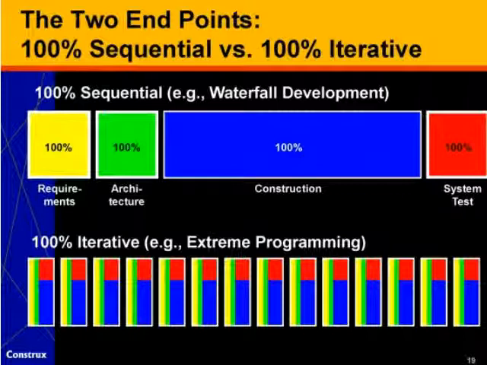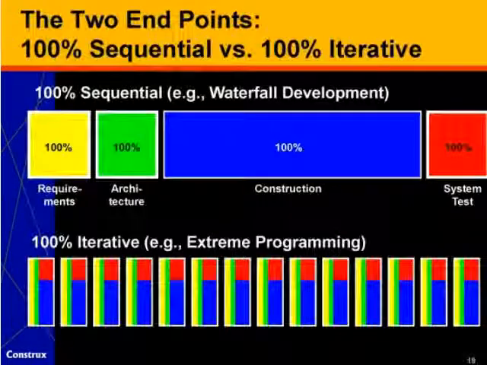When we develop in a 100% sequential way, we try to develop 100% of the requirements, then 100% of the architecture, then do 100% of the construction, and conclude by doing 100% of the system testing. On the other hand, when we try to be completely iterative, we break the project up into very small iterations, and within each iteration, we do 100% of the requirements for that iteration, but only for that iteration. Then we do 100% of the architecture for that iteration, but only for that iteration. And then we do 100% of the construction and system testing, again, only for that iteration. So these really are the two endpoints, 100% sequential versus 100% iterative.